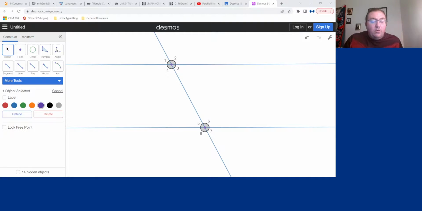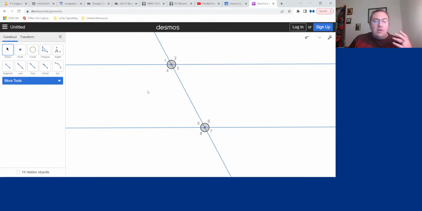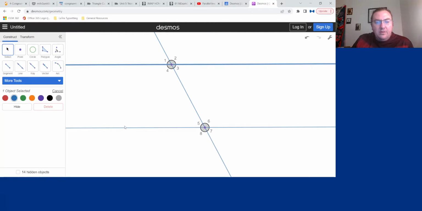So I'm going to quickly talk about the parallel line equivalencies and the things that happen with it. And I'm going to try to talk about it in a way that hopefully will tie everything together. So let's say that we know that these lines are parallel.